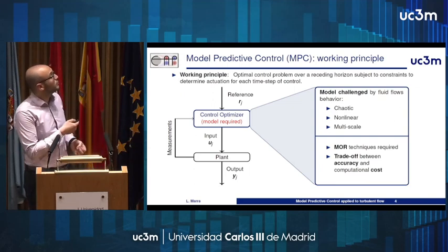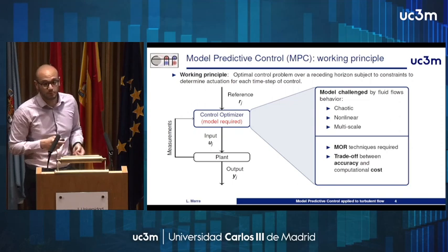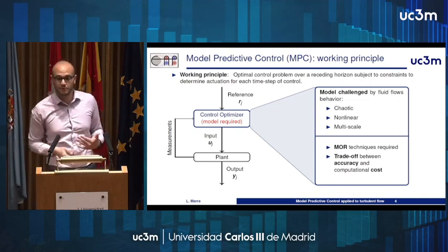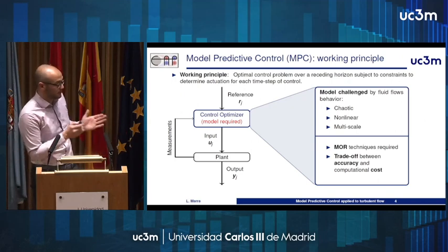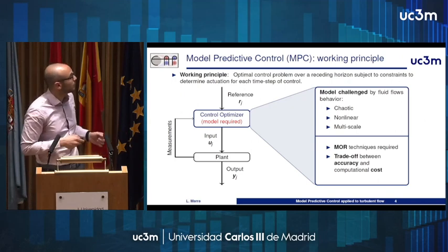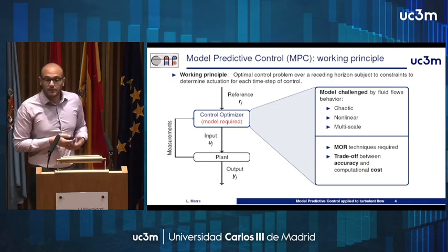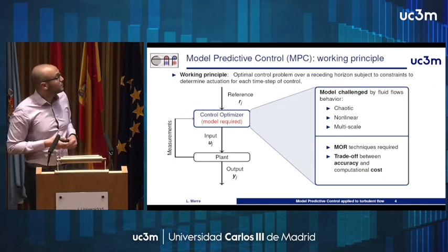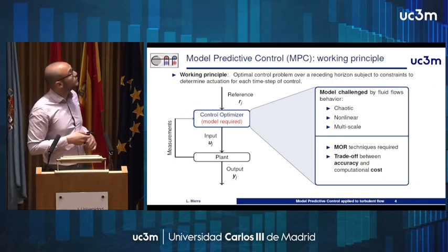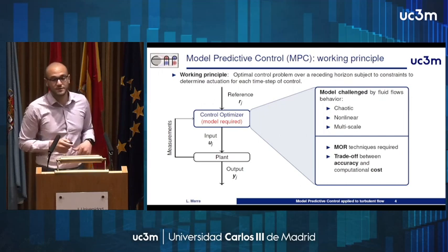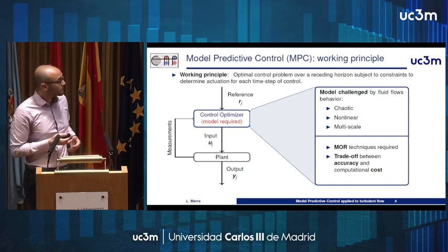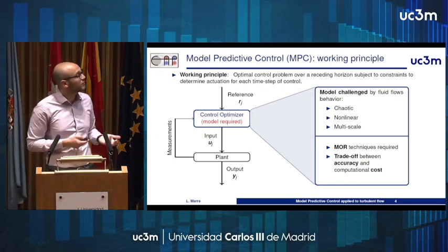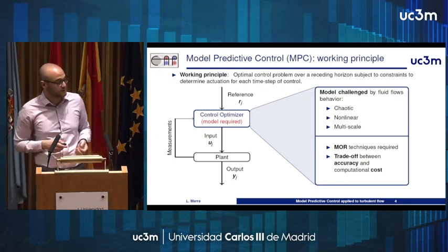So imagine putting the Navier-Stokes equations inside the control optimizer, in which an optimization problem is performed at a certain frequency, depending on the time step of the control. This will make the control unfeasible because of the computational cost. So what we need is to create a reduced order model of the system, which is selected by performing a trade-off between the accuracy and the computational cost.